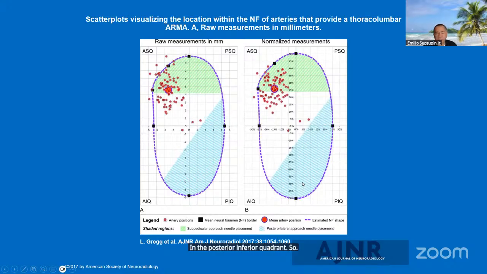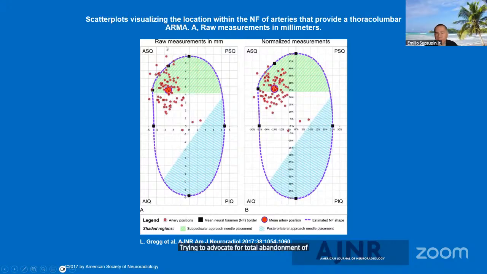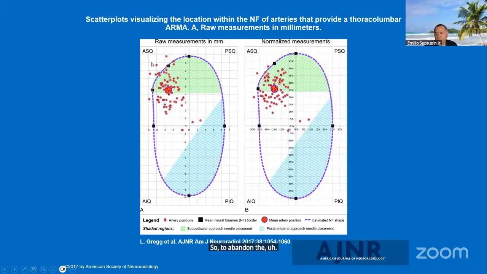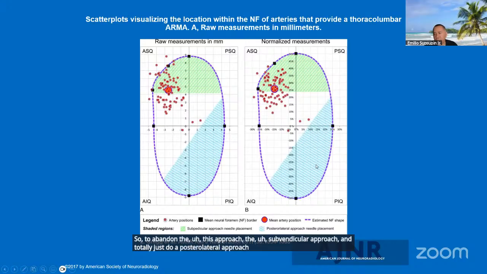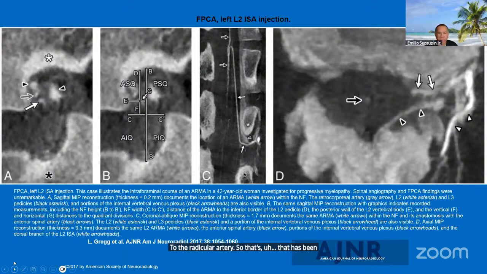So some guy has been making his rounds in the US trying to advocate for total abandonment of the subpedicular approach because the needle is somehow placed in between the posterior and anterior quadrant. To abandon the subpedicular approach, and totally just do a posterolateral approach targeting the posterior inferior quadrant to avoid injury to the radicular artery. He has been making his rounds all over the country.